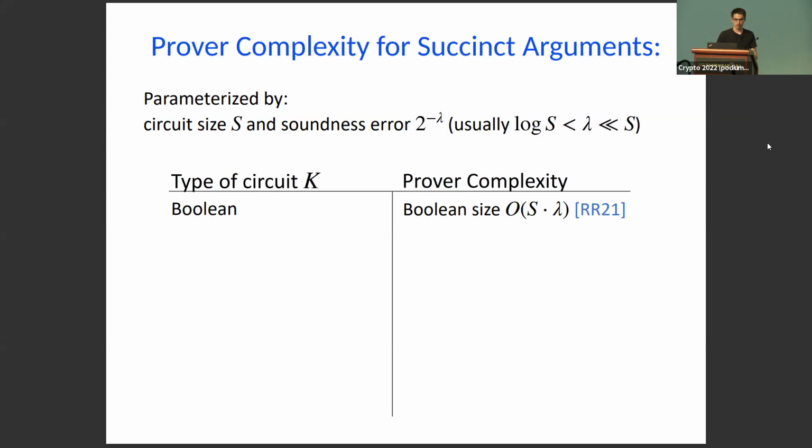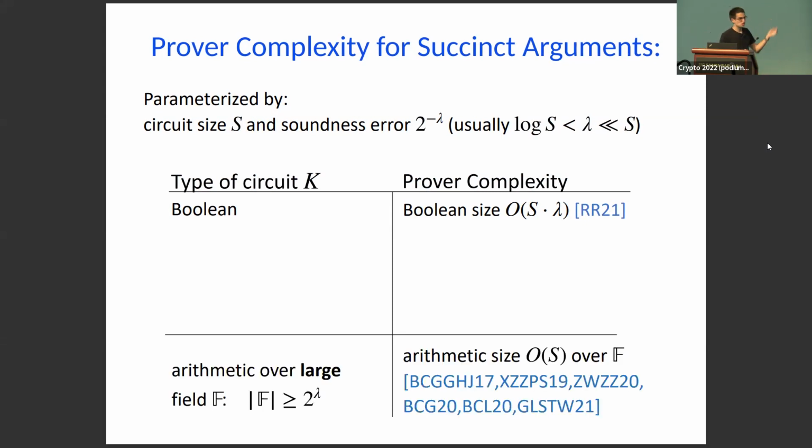So just to survey some of the previous work, there was a recent breakthrough by Ron Rothblum and Rothblum that showed how to prove the satisfiability of Boolean circuits with a complexity that was proportional to the size of the circuit and the security parameter. This dependency on the security parameter comes from basically parallel repeating. The basic protocol gives constant soundness error, and they repeat lambda times. So that's where the factor of lambda comes from.